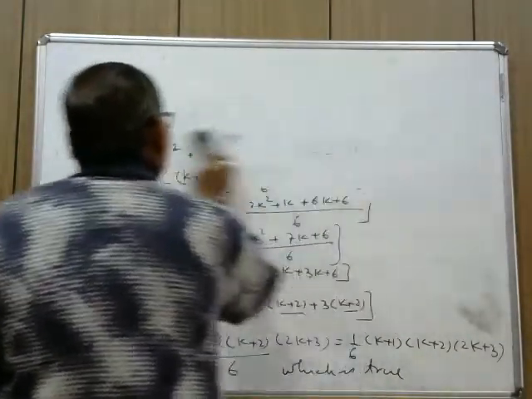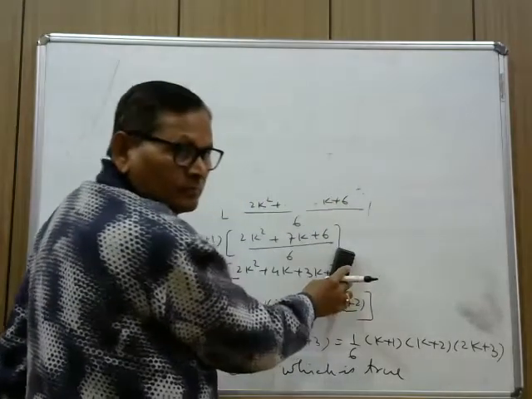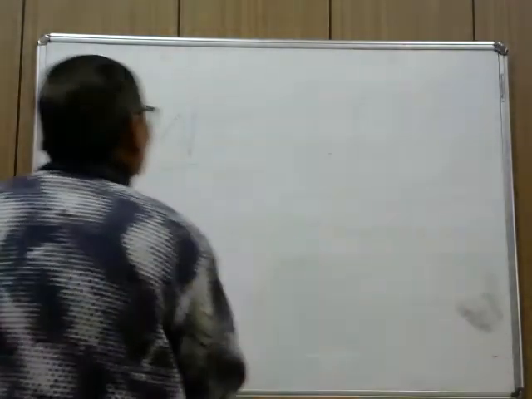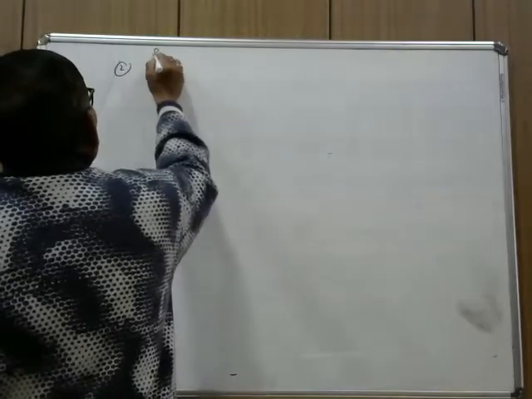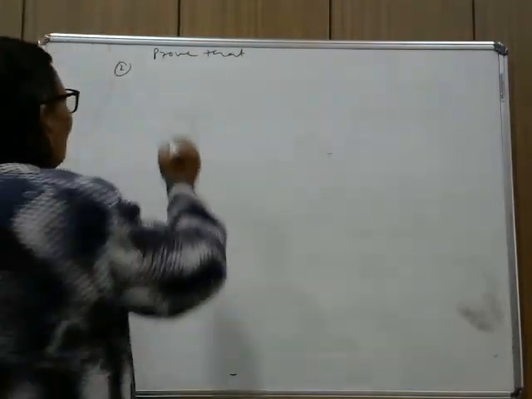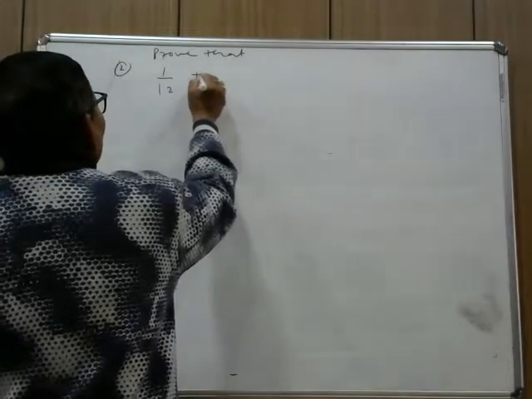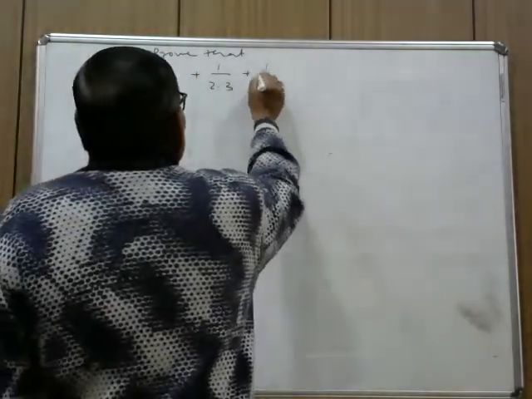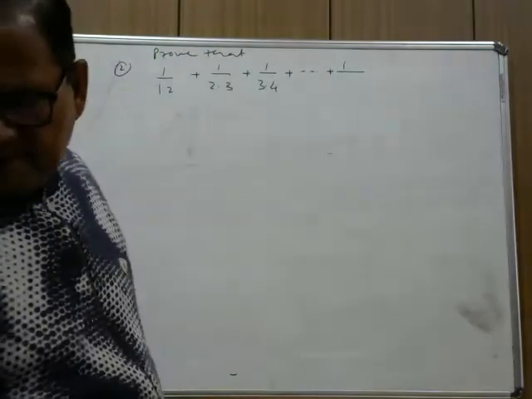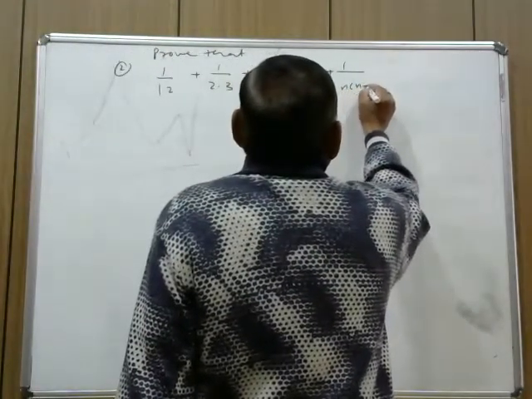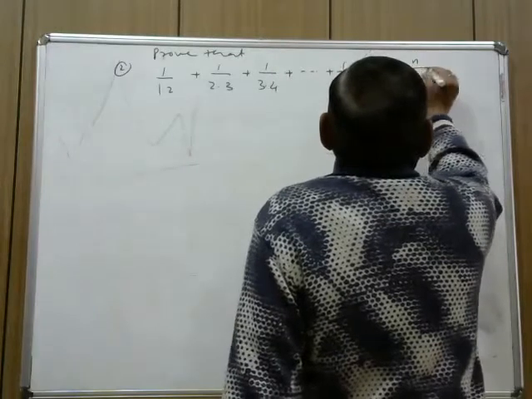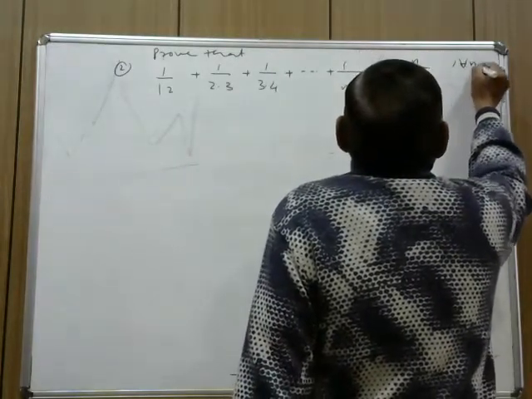Question 2. Prove that 1 upon 1 into 2 plus 1 upon 2 into 3 plus 1 upon 3 into 4 plus and so on plus 1 upon n into n plus 1, that is equal to n upon n plus 1 for each n belongs to N.